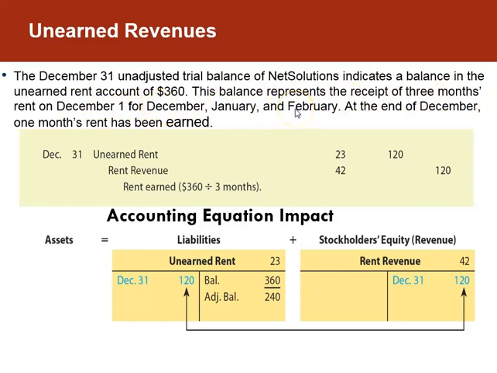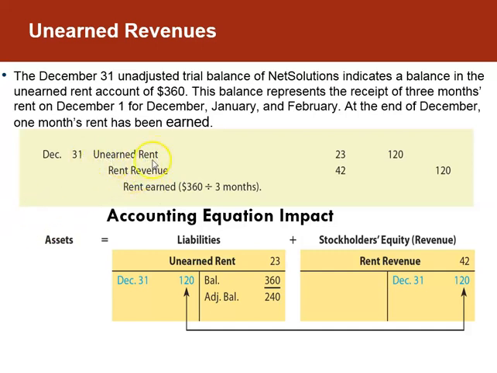Okay, however, at the end of December, one month's rent has been earned. Okay, not 3 months, but 1 month, because it was for December, January, and February. We have now earned the rent for December. These two are still unearned. So even though the transaction was for $360, that's not going to be the amount in our journal entry.